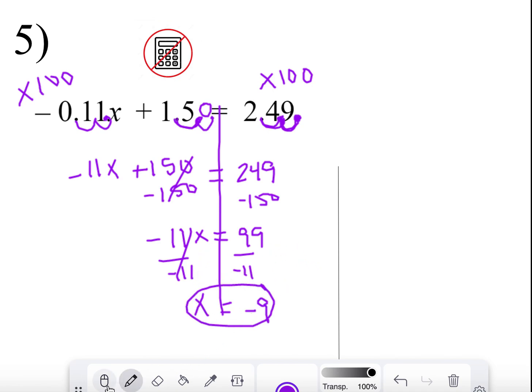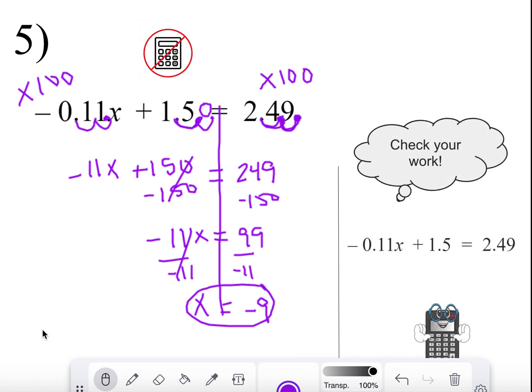Now there's nothing else you have to do. You don't have to move any decimal points. That is the right answer. That's going to be the answer.